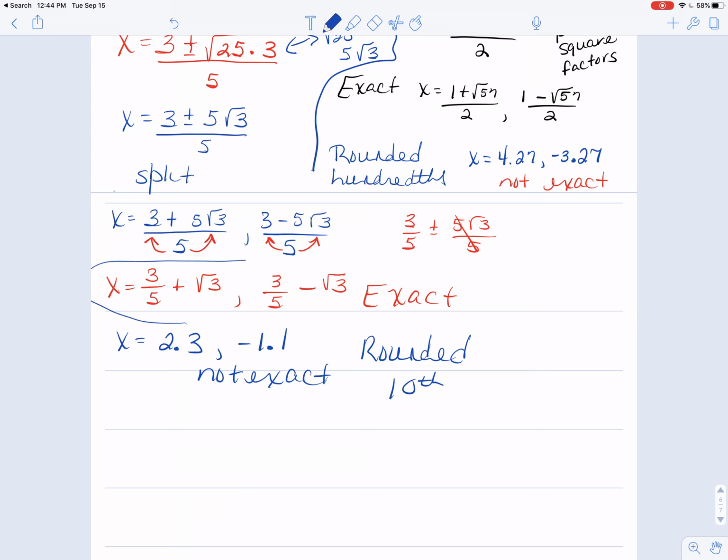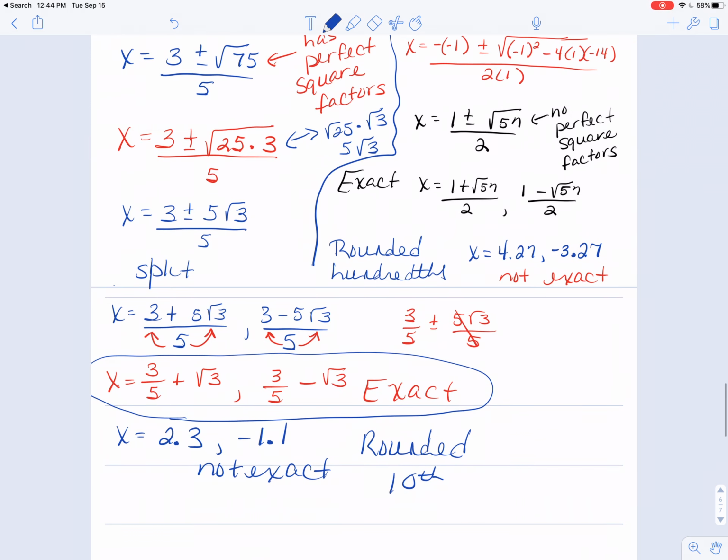Here's your exact answer. MyMathLab will tell you beside the blank, do they want an exact answer or do they want a rounded answer? And if they want a rounded answer, they will tell you what to round to. So there you go. That's how to solve an equation that you cannot factor. But a reminder, even if it will factor, this method will still work.